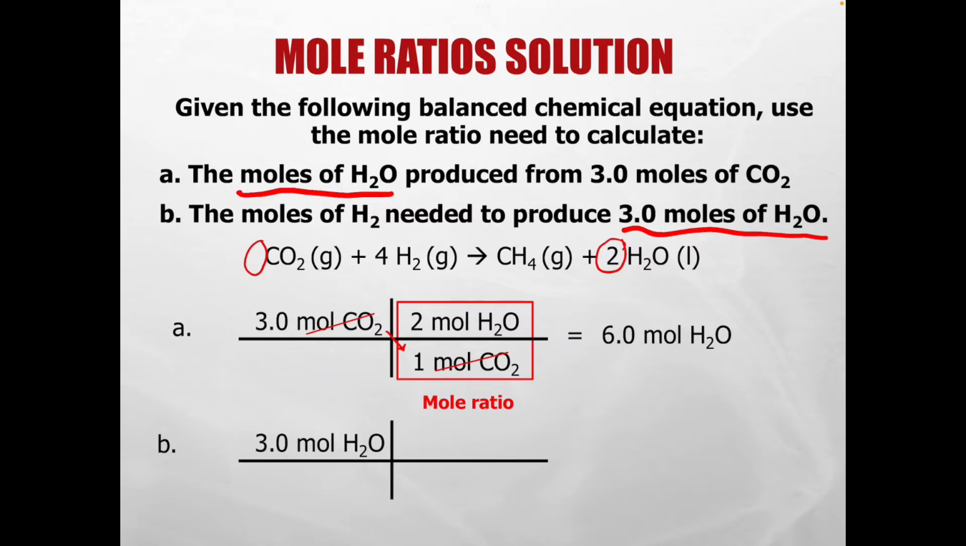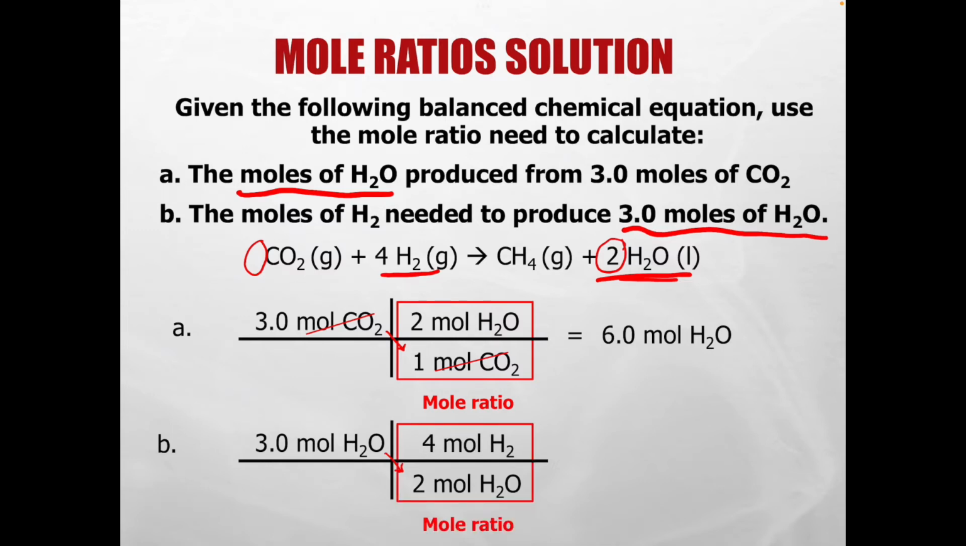All right, so moles of water has to cancel moles of water down and to the right. So 2 moles of water will go on the bottom. And we're trying to find stuff about hydrogen, right? We're trying to find moles of hydrogen. So 4 moles of hydrogen will go on the top. Again, both of those numbers are coming from the balanced chemical equation. We're using that mole ratio to change compounds.